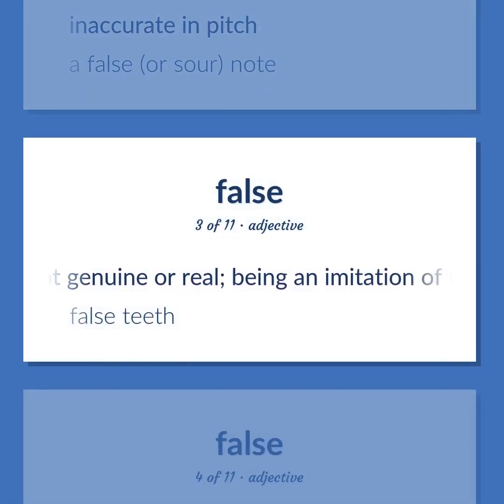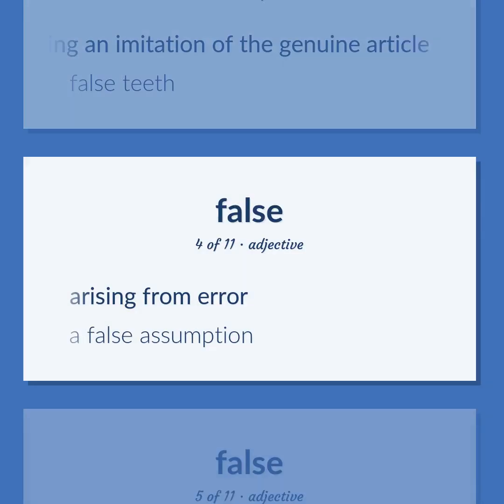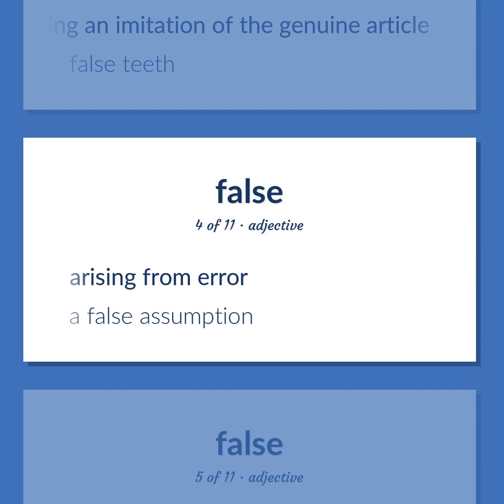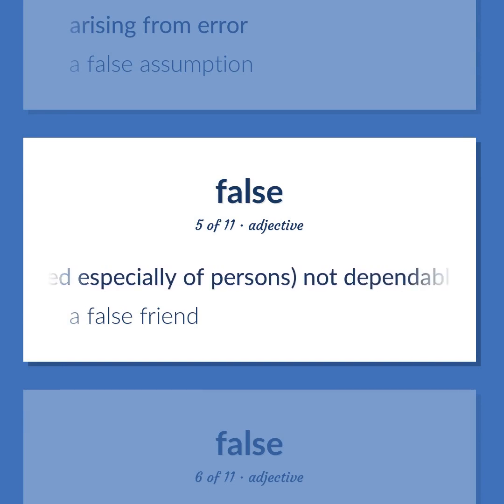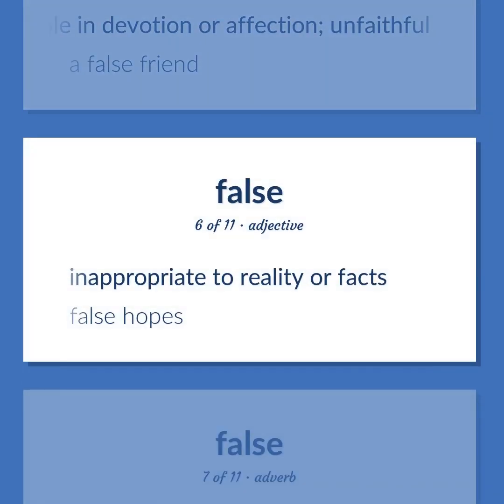Not genuine or real, being an imitation of the genuine article. False teeth. Arising from error. A false assumption. Used especially of persons, not dependable in devotion or affection, unfaithful. A false friend. Inappropriate to reality or facts. False hopes.